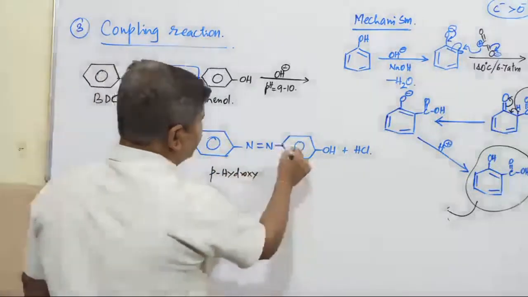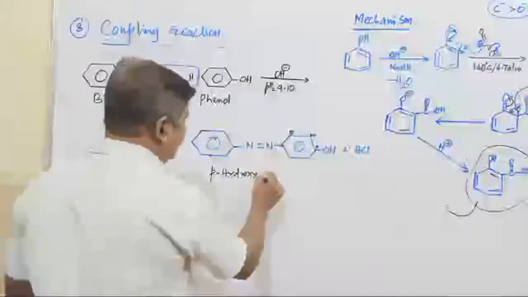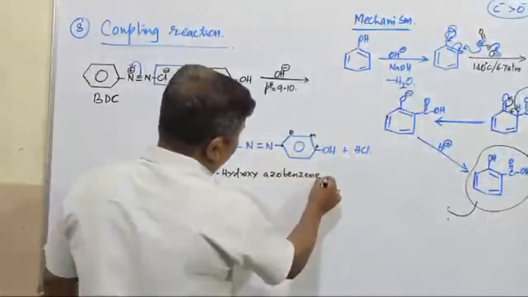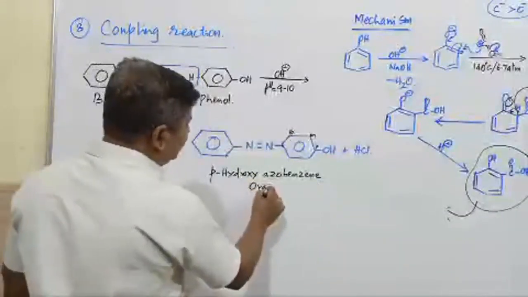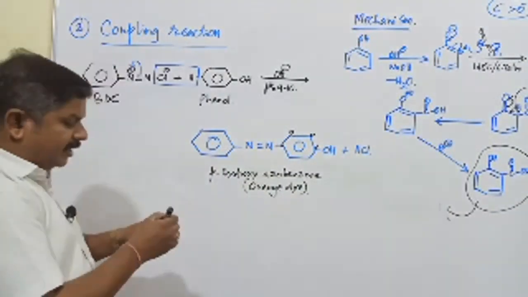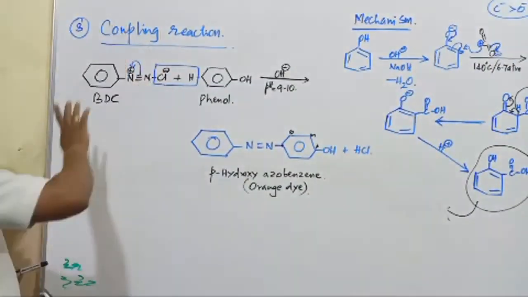Para-hydroxy. Compared to this one, it is called ortho, it is meta, this is para. Para-hydroxy azobenzene. Azo refers to the compound containing nitrogen. This compound is an orange dye. It has an orange color. It is para-hydroxy azobenzene. So this is an example of what?